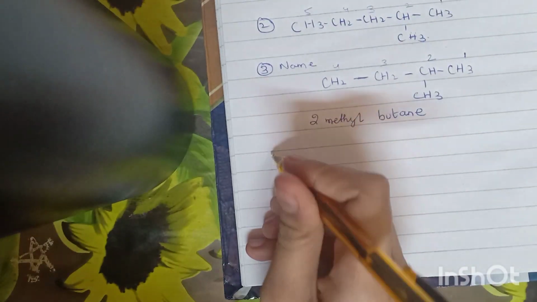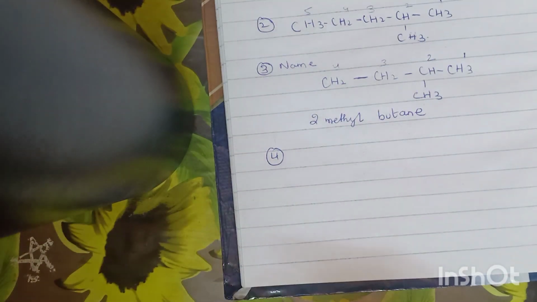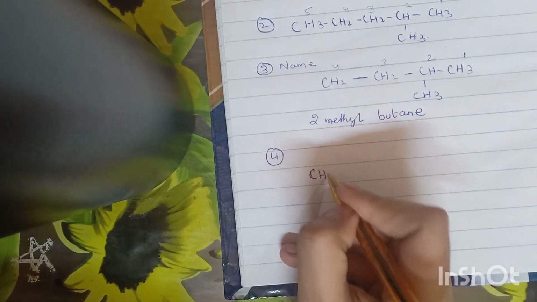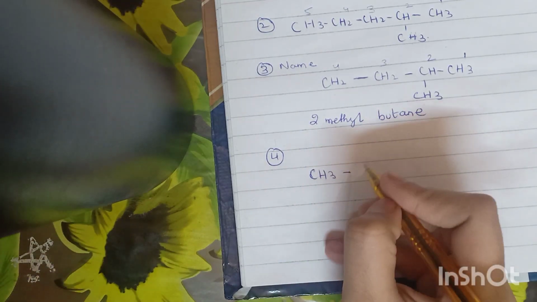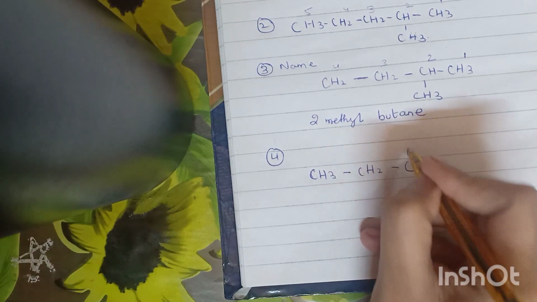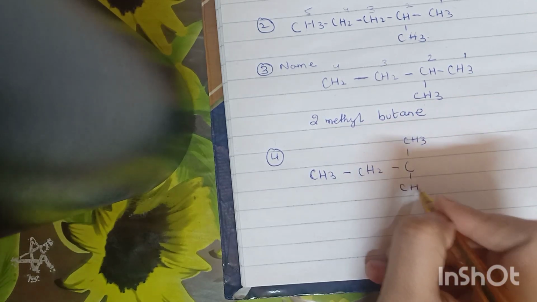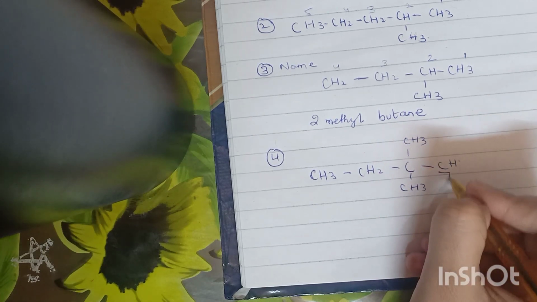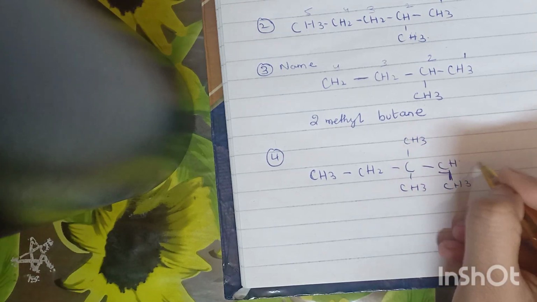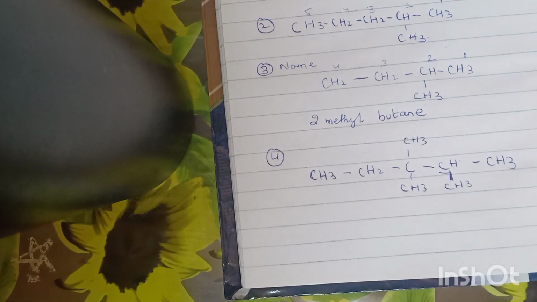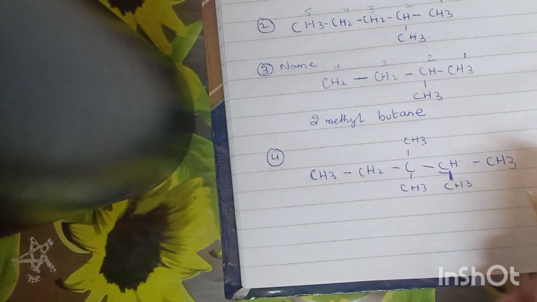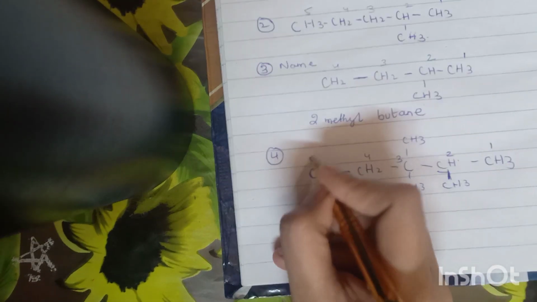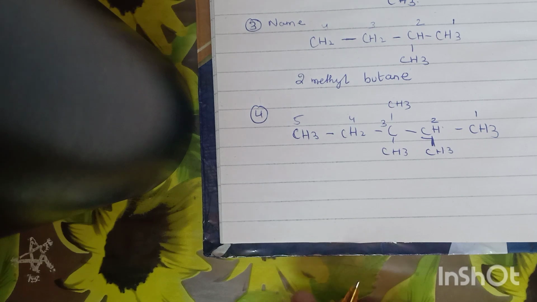Okay, so let's move to the fourth case, that is if we have the same radicals. For example, let me draw another structure here, CH3, CH2, CH3 methyl, CH3 methyl, and another CH3 methyl. So from where will we give the numbering? The substituent is closer to it, right? So we will give numbering like 1 2 3, 4 and 5, right?